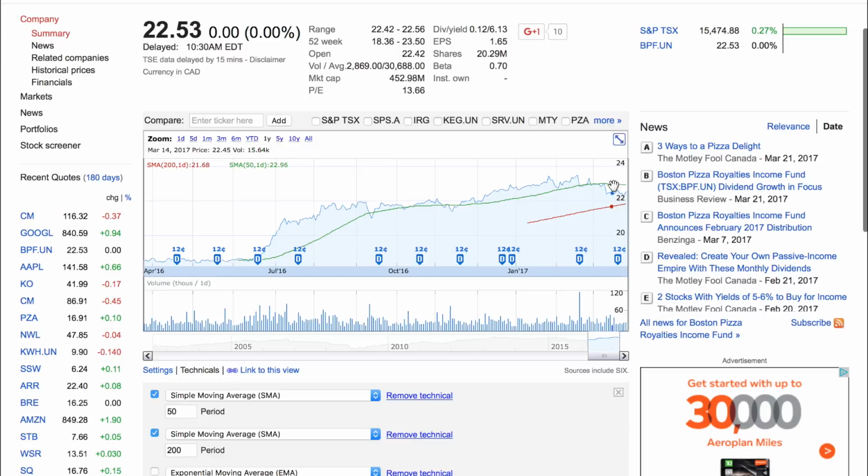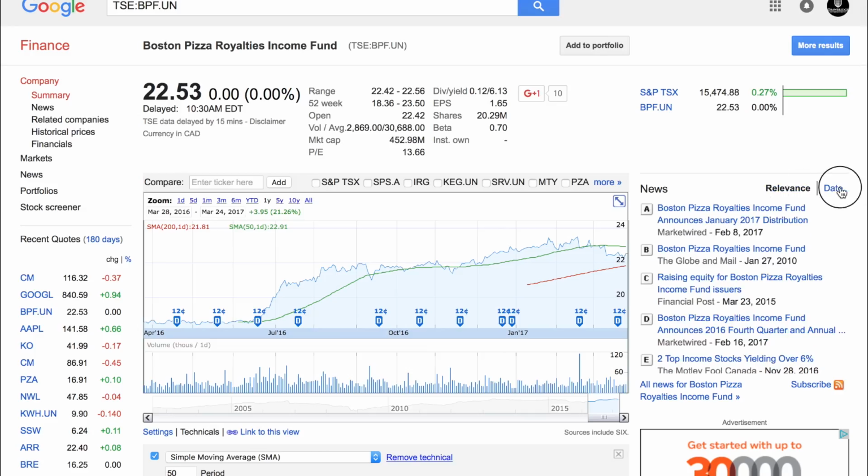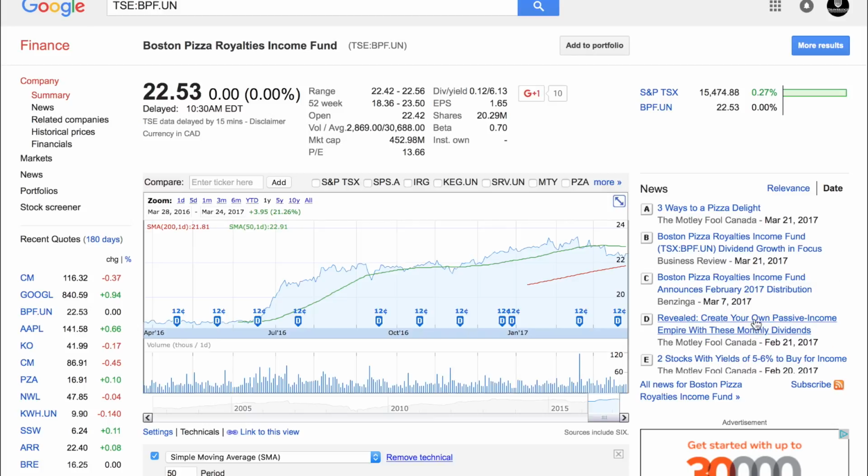The next thing we're going to look at is the news section. There's two different settings here. You can have it by relevance or by date, and I have mine set by date, so it basically shows the newest news as it comes out.